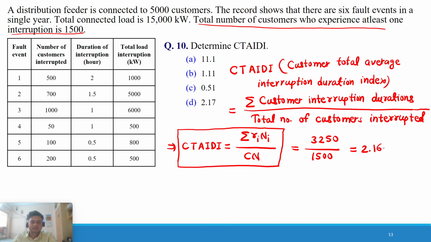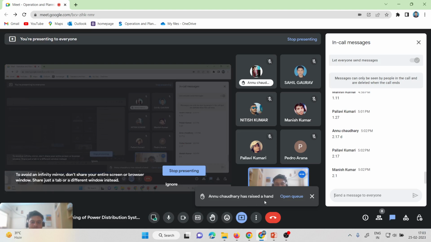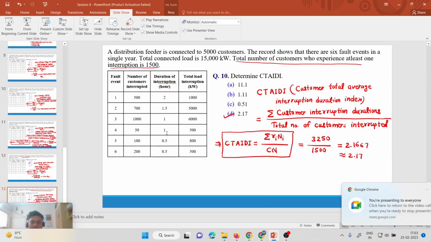So this value comes out as 2.1667, equivalently 2.17. So the correct answer for this question 10 is D, 2.17. Pallavi, Manish, Anu, very good. All of you are doing correct.